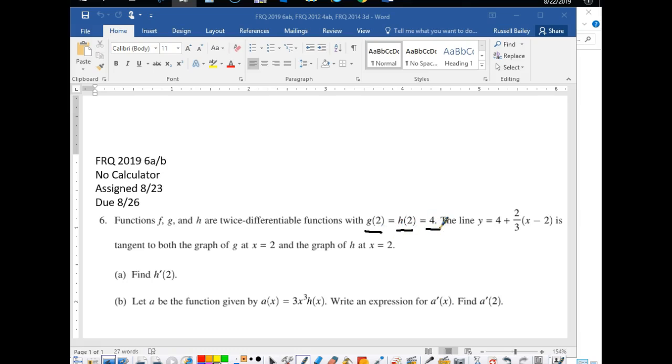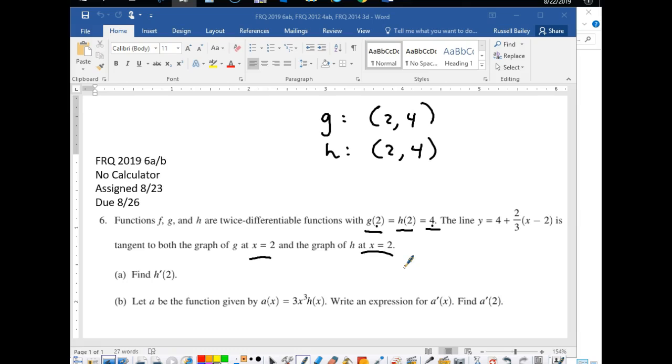Now, remember, when you plug a number into your function, the output is a y value. So what that means is that for the g function, it has the point (2, 4), and the h function has the point (2, 4). In other words, those two functions are crossing at that point. Then it tells us that the line y equals blah blah is tangent. So this is the tangent line at x equals 2. And it's also the tangent line to the graph of h at x equals 2.